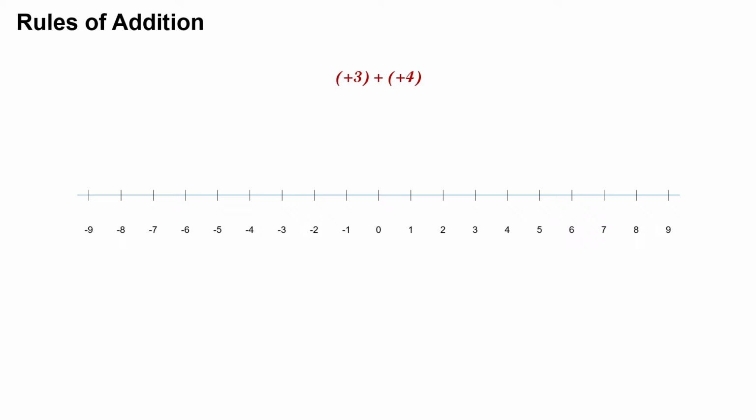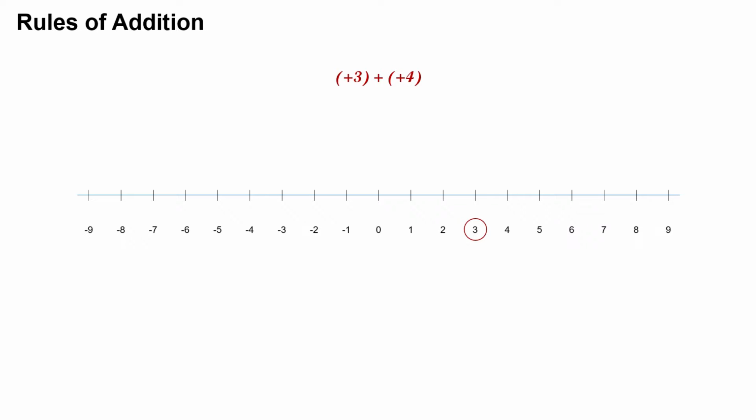Let's talk about the addition of integers. Let's say you have to add 3 and 4. Now the simplest way to carry that out is with the use of a number line. So let's draw a number line. Let's put integers on it and pick a starting point, that is 3.